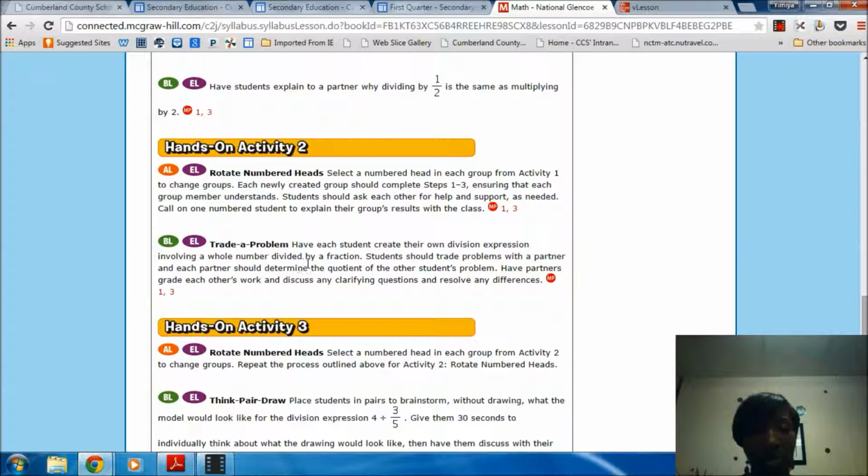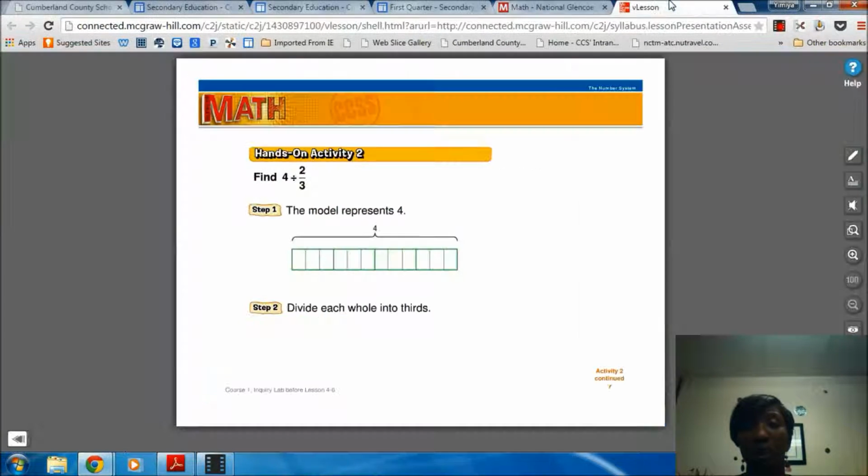There's also an option here, trade a problem. So after students complete that, then they can create their own division problem. And you want them to model this same one, division of a whole number by a fraction.